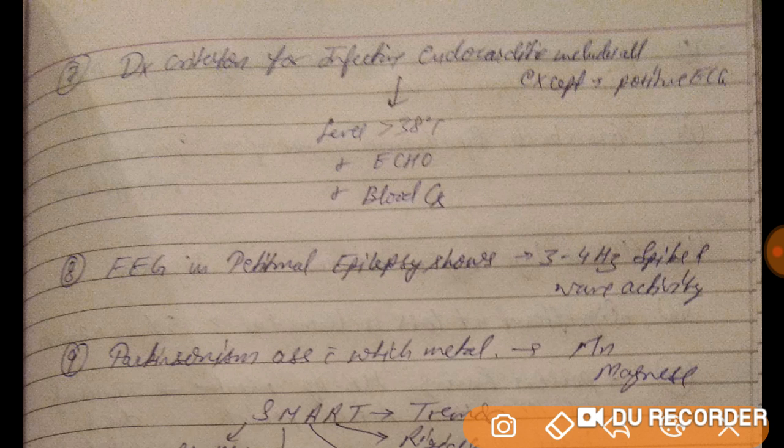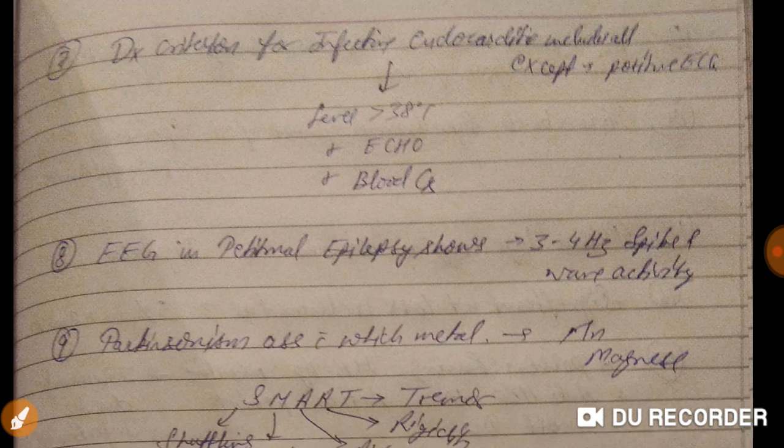Diagnostic criteria for infective endocarditis are all except positive ECG. Positive ECG is not a criterion, but fever more than 38 degrees, 2D echo positive, blood culture positive are endocarditis criteria. EEG in petit mal epilepsy shows 3 to 4 hertz spike and wave activity. Okay, let's move further.